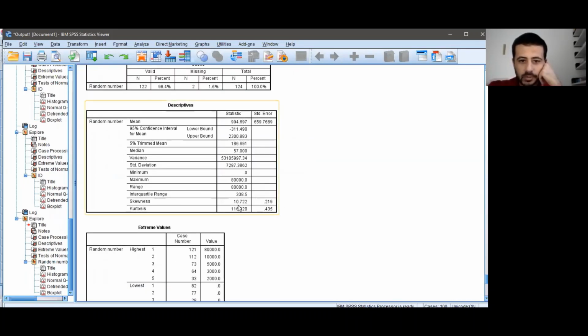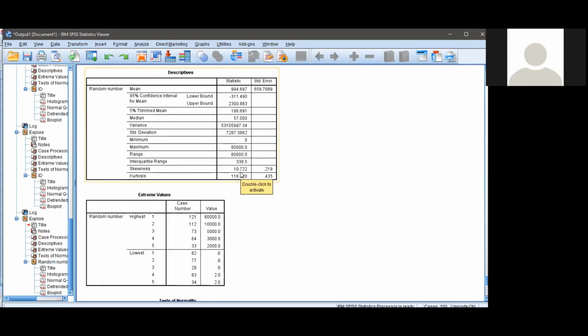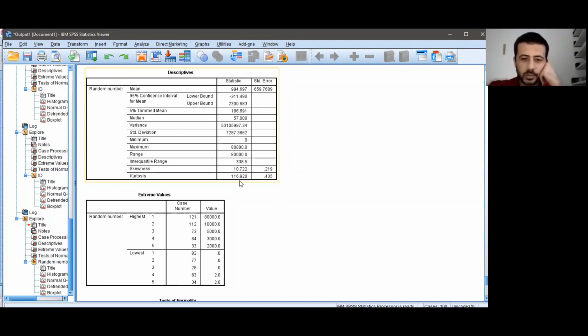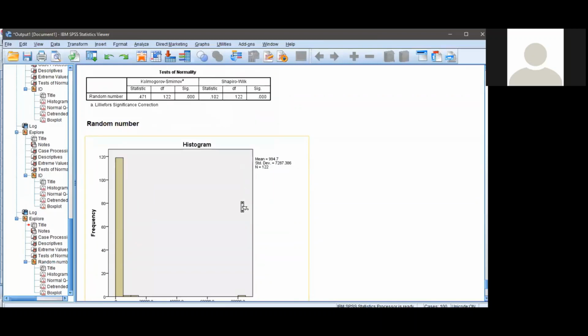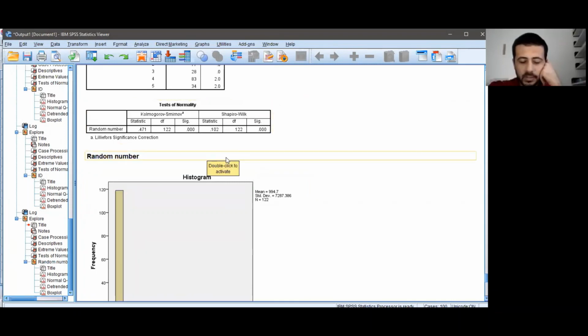Do we have skewness without taking the calculator? What do you think? Yes. A lot of skewness, a lot of kurtosis. Look at this. This is not skewness. This is the definition of skewness. We have all the data in here, and we have some data in here. And the Shapiro-Wilk is significant.